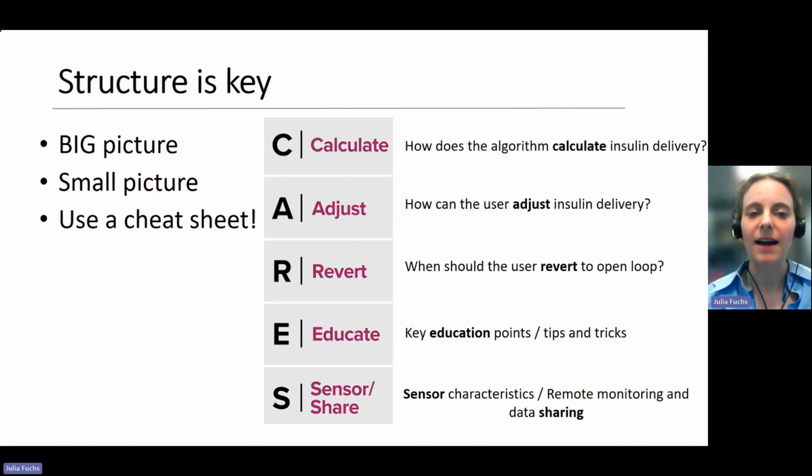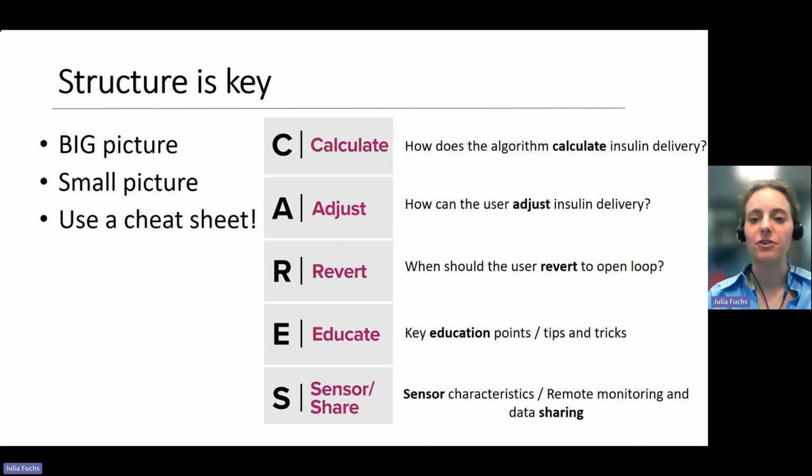US. And they basically have developed cheat sheets for all the different closed loop systems using the CARES paradigm, which was a concept that Laurel Messer invented in the US, and it looks at each closed loop system, and it looks at the main features of each system using the acronym CARES, where C stands for calculate. So how does the algorithm calculate insulin delivery? A is for adjust. What can you adjust in the closed loop system?